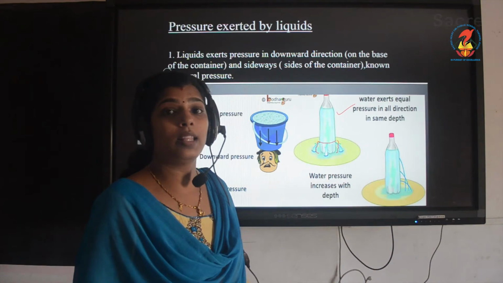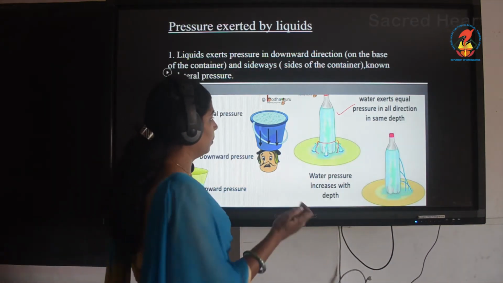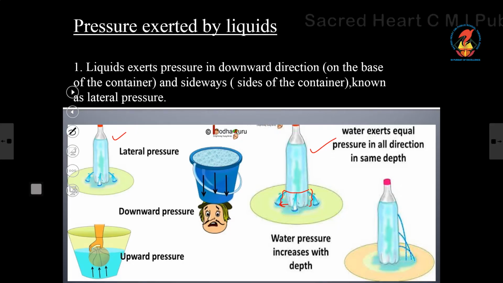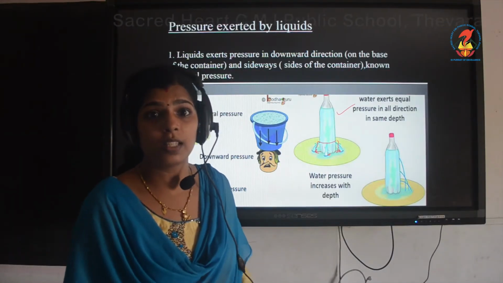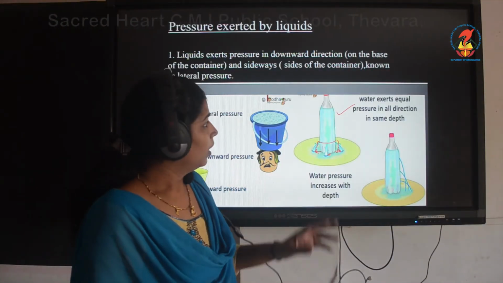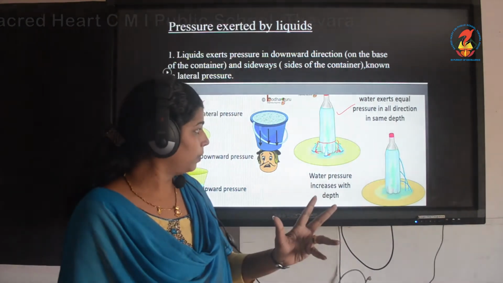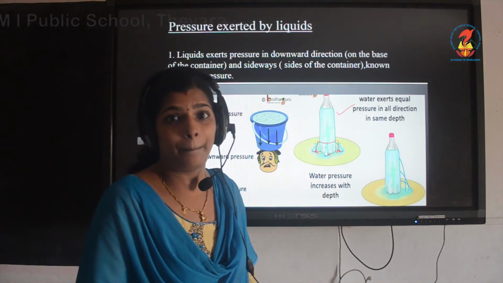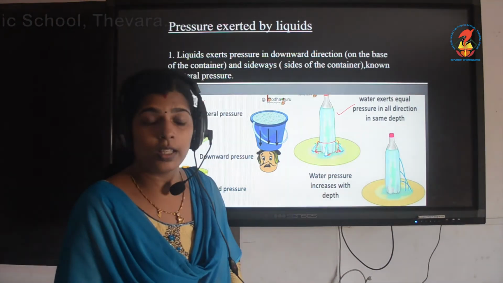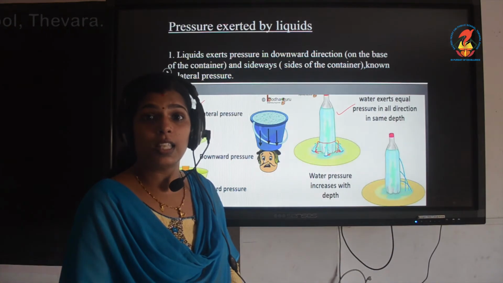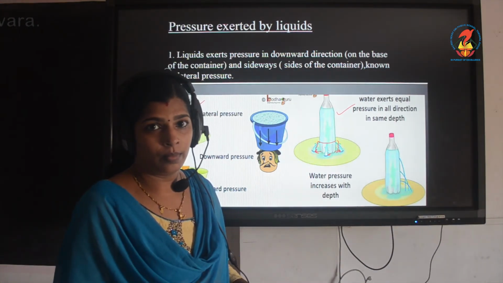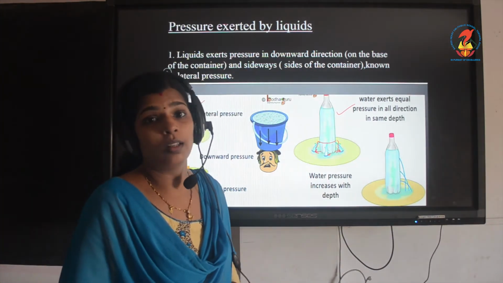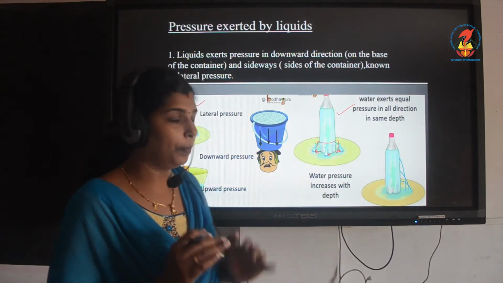They will fall at the same distance from the bottle. Means this distance and this distance will be the same. That is, at the same depth, water exerts equal pressure.